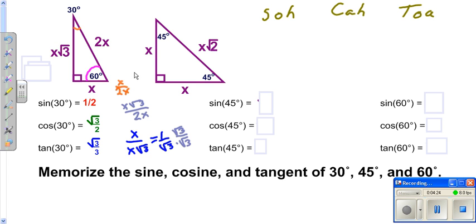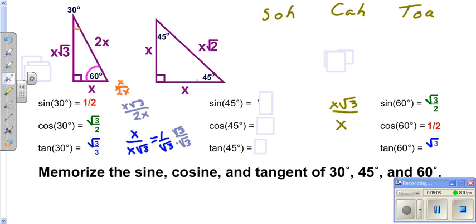So sine of 60 is opposite x root 3 over your hypotenuse of 2x, and once again the x's drop. Cosine of 60 is adjacent of x over your hypotenuse of 2x, and the x's drop. Tangent of 60 is your opposite of x root 3 over your adjacent of x, and then once again the x's drop, and you are left with a root 3. So your 30 and 60 sine, cosine, and tangents all come from this first triangle, depending upon which angle you're referring to. This second one here is what we're going to use for our 45, 45, 90 right triangle.